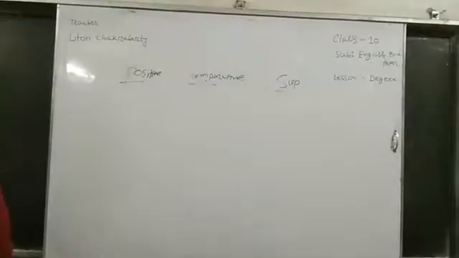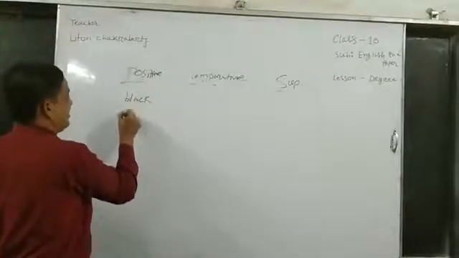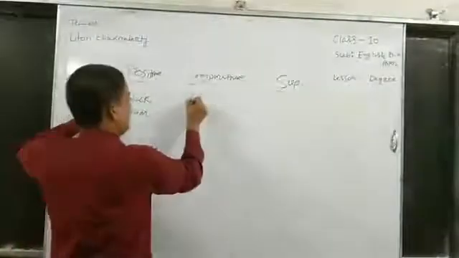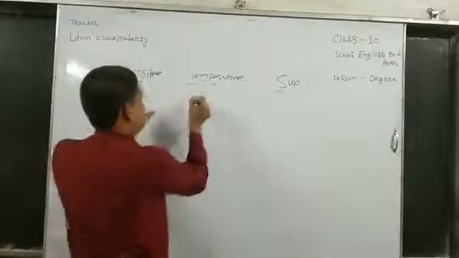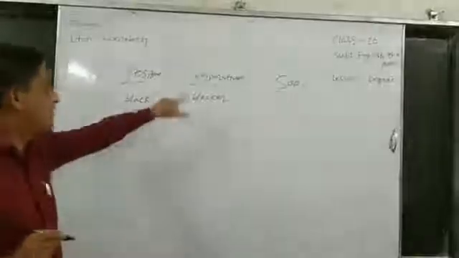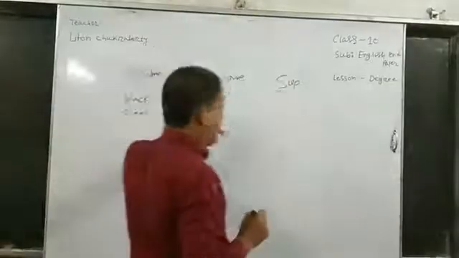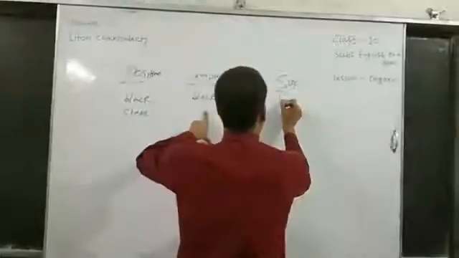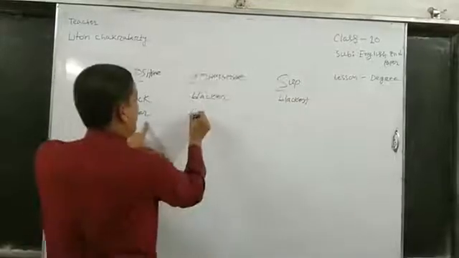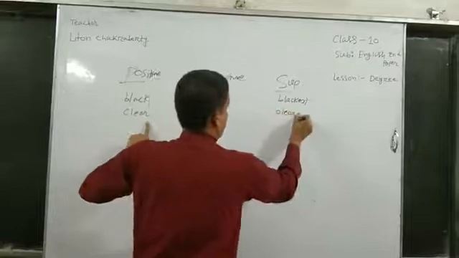If we take a simple one syllable word, for example, black, clear. Black, if you add er, blacker, then this will be comparative. If you add est, then superlative, blackest. Clear, clearer, clearest.